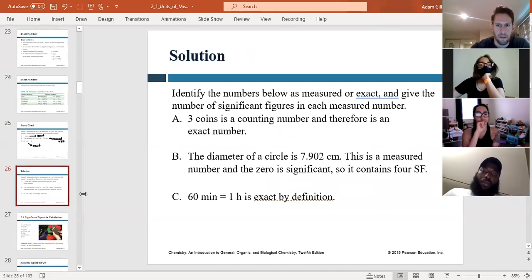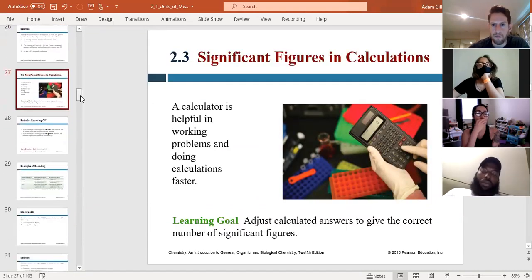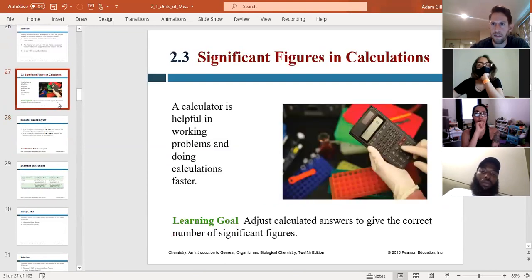Good. And there's the answers. Okay, so your book goes on a brief little stint about how to use a calculator when you're dealing with measurements and rounding, right? So when you use a calculator and you have some decimal, it's going to give you like 100 digits or however many you can see on your calculator. It doesn't mean those are all significant, right?